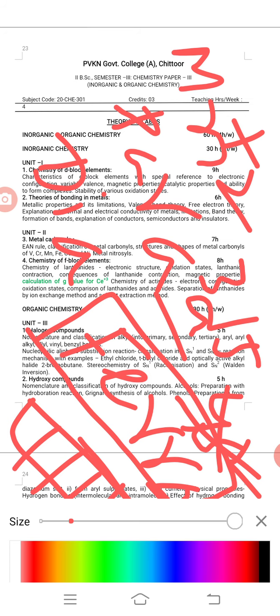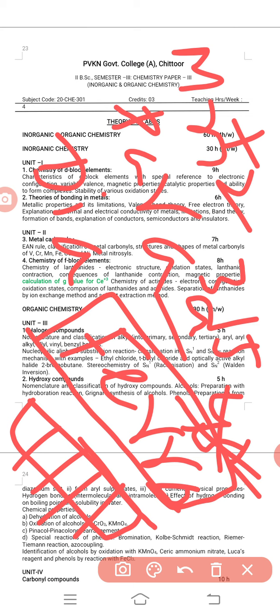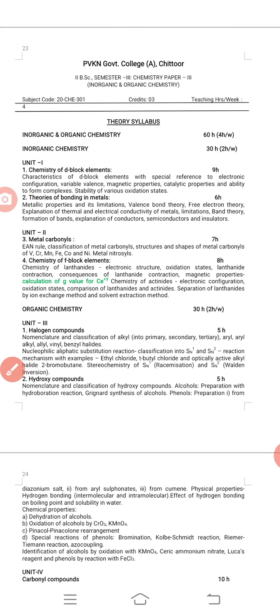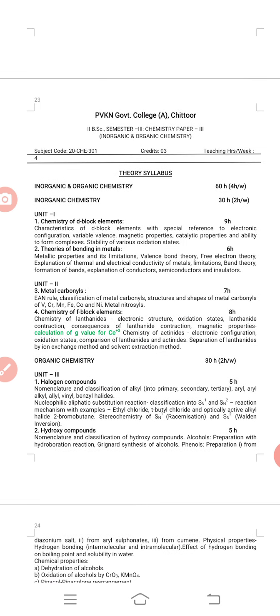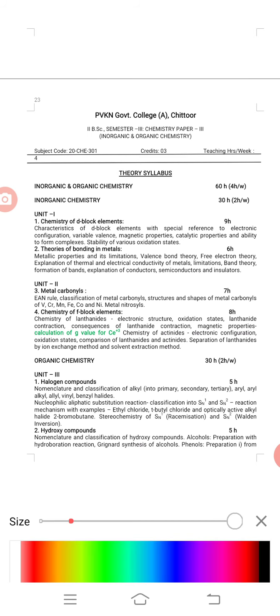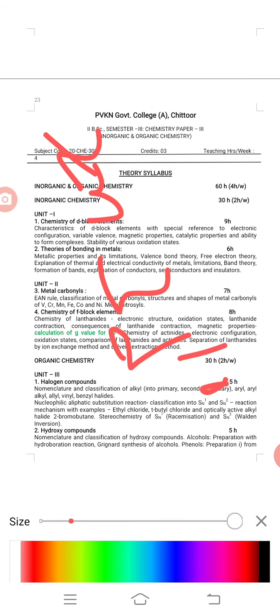Next, what is diamagnetic property? Diamagnetic property is very simple. Elements possessing paired electrons are diamagnetic. For example, zinc. Zinc is 3d10 4s2.